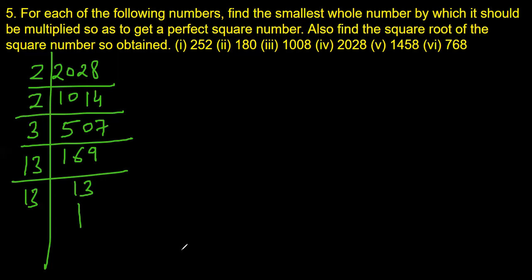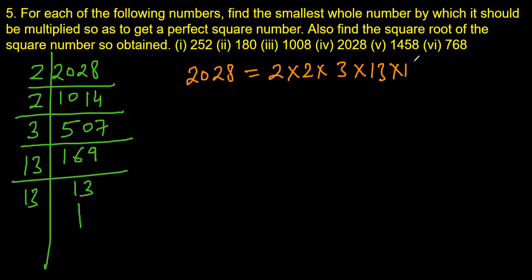And now prime factors of this number, we can write 2028 is equal to 2 times 2 times 3 times 13 times 13. So the 13 and 2 have pairs. However, this 3 doesn't have a pair. So that means we should multiply this number 2028 by 3 to get a perfect square. If we multiply this by 3, we get every prime factor in pairs. That means it is a perfect square.